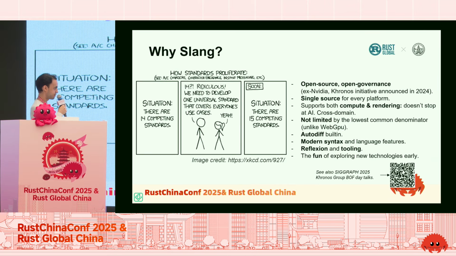So I don't know if this is what will happen, but what I do know right now is that today Slang does solve the issues I've been having, which is that it is completely open source, it is open governance, thanks to the Khronos initiative. I do write my code one time, and it works on every platform.